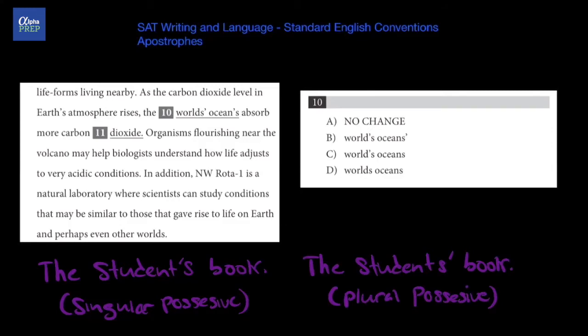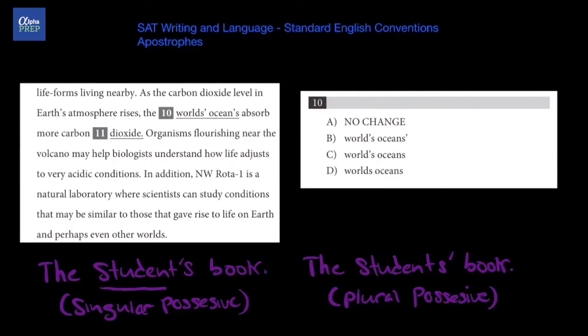So when it's one student that has the book, the apostrophe is going to go before the S. When there's one student that has multiple books, the apostrophe is still going to go before the S, and you would just add an S at the end of books. Same thing with plural possessive. When there's multiple students who own one book, it's exactly as written, the students' book with the apostrophe after the S. And when it's multiple students that own multiple books, the apostrophe stays after the S, and you just add an S at the end of books.